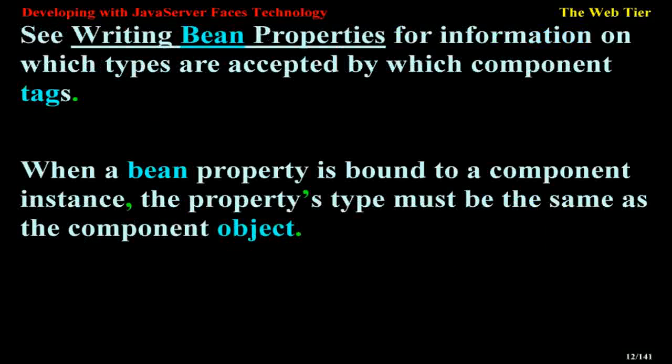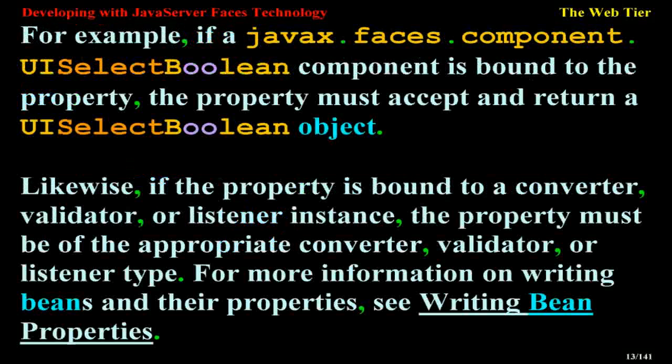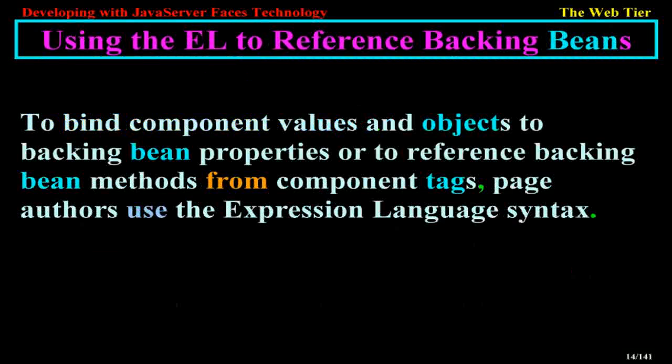When a bean property is bound to a component instance, the property's type must be the same as the component object. For example, if a javax.faces component, a SelectBoolean component, is bound to the property, the property must accept and return a SelectBoolean object. Likewise, if the property is bound to a converter, validator, or listener instance, the property must be of the appropriate converter, validator, or listener type. For more information on writing beans and their properties, see Writing Bean Properties.